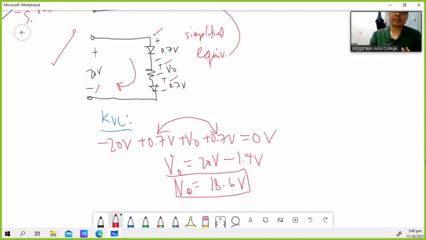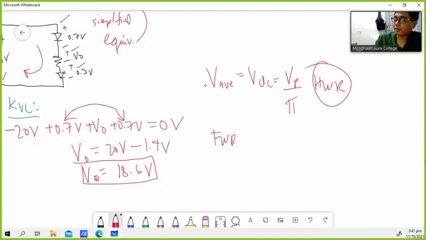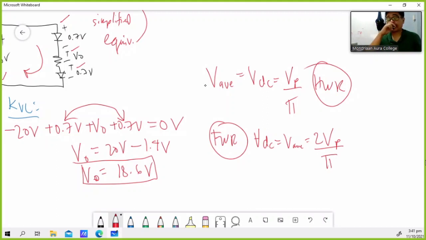So na-utilize natin yung voltages during each half cycle. And if you can still recall, meron tayong formulang ginagamit to get the average or the DC voltage, di ba? Kapag half-wave rectifier, anong formula natin? That's VP over pi. This is for the half-wave rectifier. For the full-wave rectifier, that is VDC or V average is equal to twice the value of the peak voltage divided by pi. So di ba nag-integral pa tayo last time para makuha yung mga equation na yan.